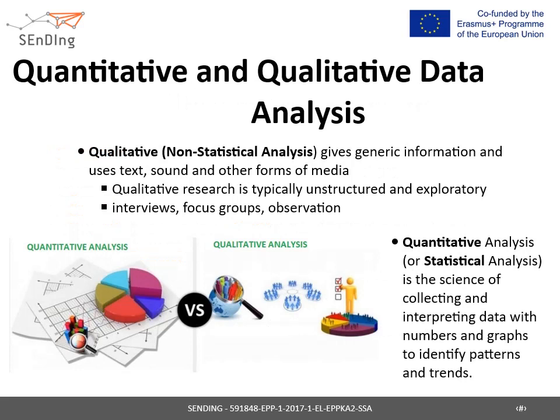There are two types of data analysis: quantitative and qualitative. Quantitative analysis or statistical analysis is the science of collecting and interpreting data with numbers and graphs to identify patterns and trends. Qualitative or non-statistical analysis gives generic information and uses text, sound and other forms of media to do so. Qualitative research is typically unstructured and exploratory in nature. Typical techniques for data collection include interviews, focus groups, observation.